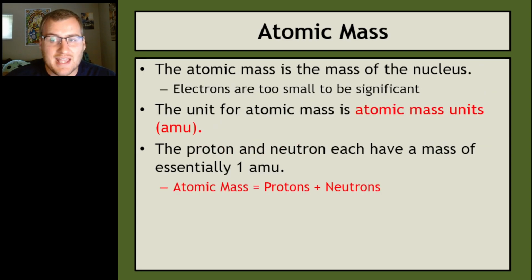Atomic mass, as we said, is the mass of the nucleus. Electrons are too small to be significant. The unit for atomic mass is special. It's called atomic mass units. If we tried to measure it in grams or something, we'd have to use incredibly small numbers. So we made up our own units called atomic mass units. The proton and neutron each have a mass of about 1 AMU each. So a proton weighs 1 AMU, so does a neutron, which makes calculating mass really easy. If you add together the number of protons and neutrons, that's the mass of a single atom in atomic mass units.